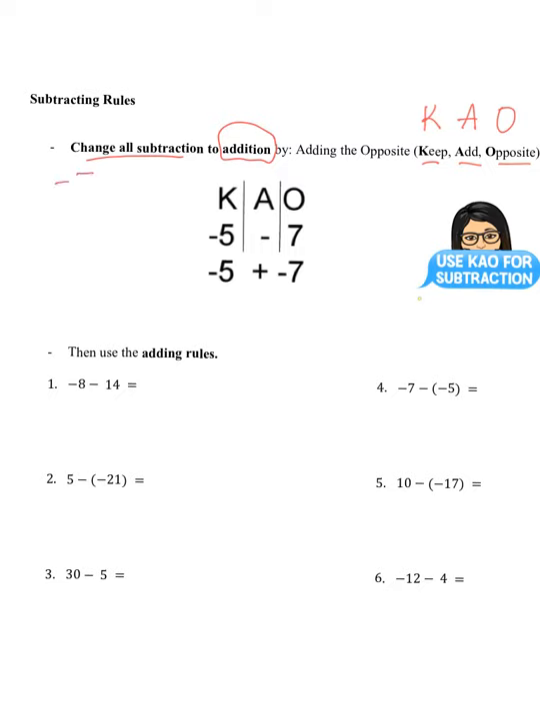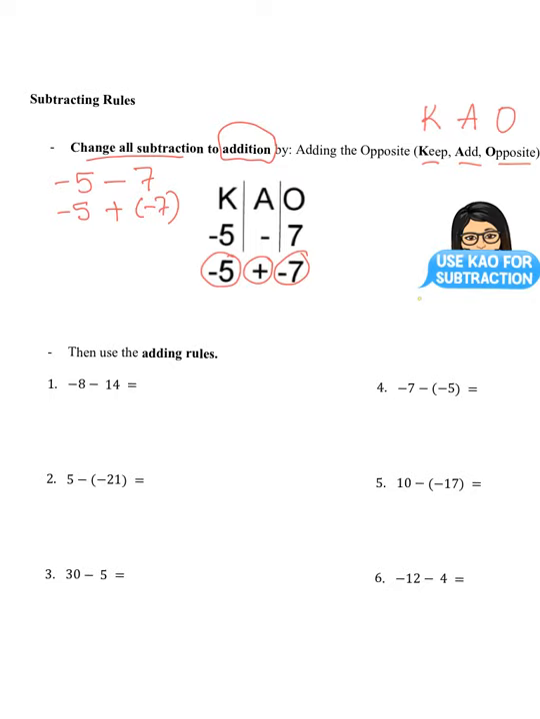So we have the problem -5 minus 7. We have -5. We're going to keep the first number. We're going to change from subtraction to addition. And then we're going to do the opposite of the number 7, which is -7. So now we have keep, add, opposite. So now it becomes an addition problem.